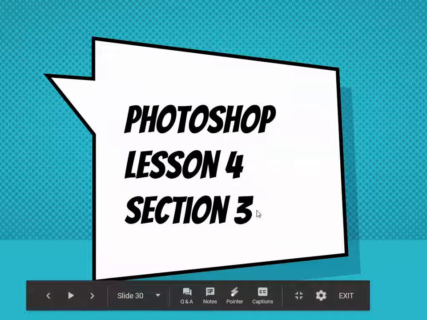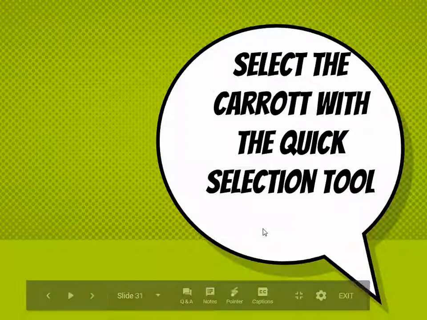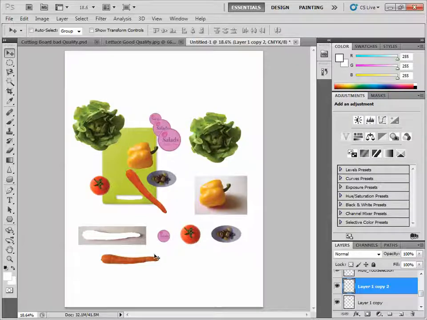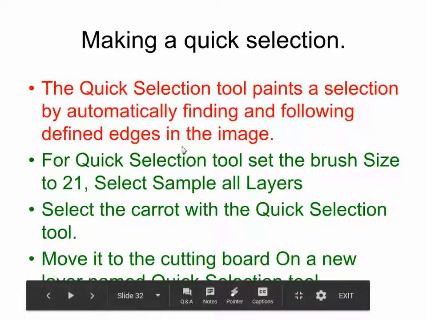All right, ladies and gentlemen and graphic designers, here we're going to finish up Photoshop Lesson 4. We're going to do Section 3 and finish this thing up. All right, we're going to select the caret with the Quick Selection tool. Oh, actually, let's go back. Let's look at some stuff. All right, write this down, how this thing works.